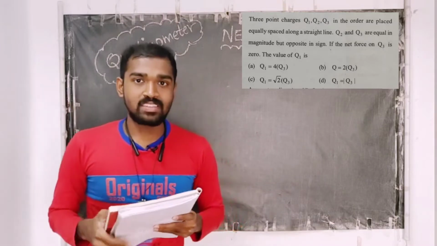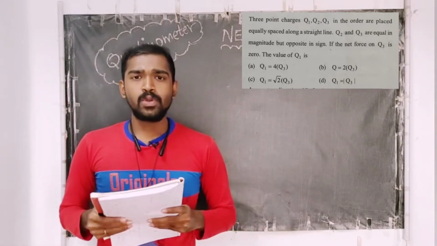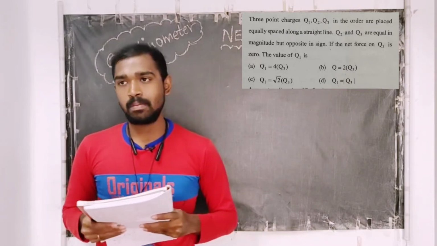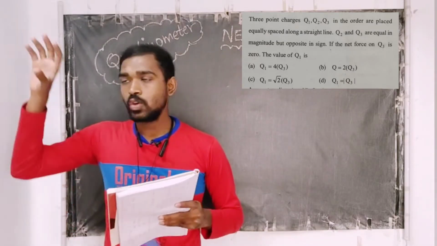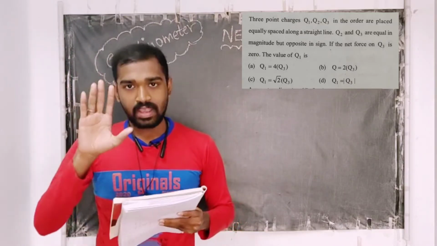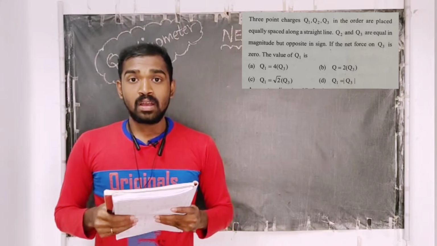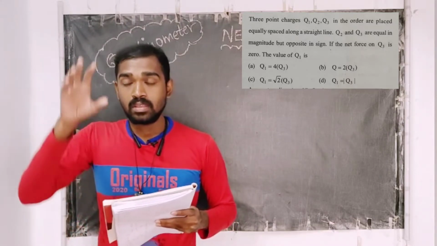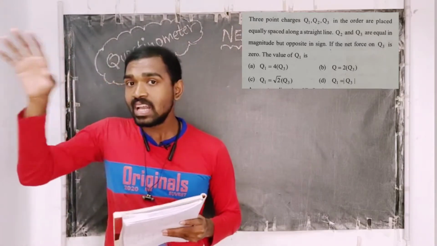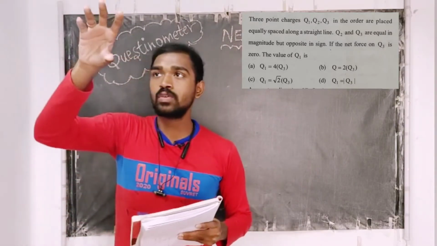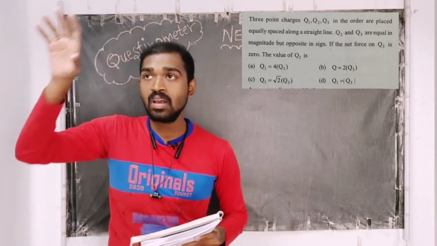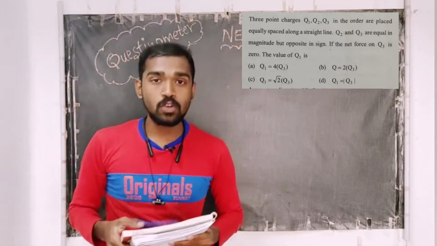So they are equally spaced. If you don't understand equally spaced, I will give an example. Let us consider Q1 and Q2. The distance between Q1 and Q2 is 5 cm. Means the distance between Q2 and Q3 is also 5 cm, because they are equally spaced. So the distance between Q1 and Q2 is 5 cm, means the distance between Q2 and Q3 is also 5 cm.